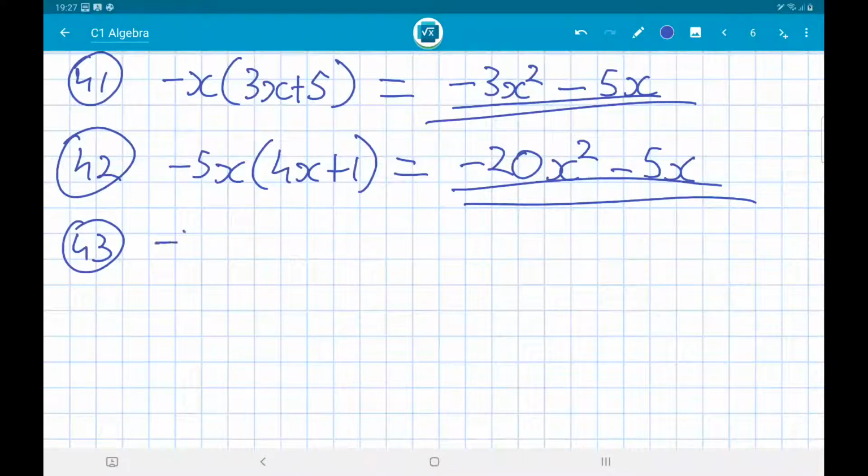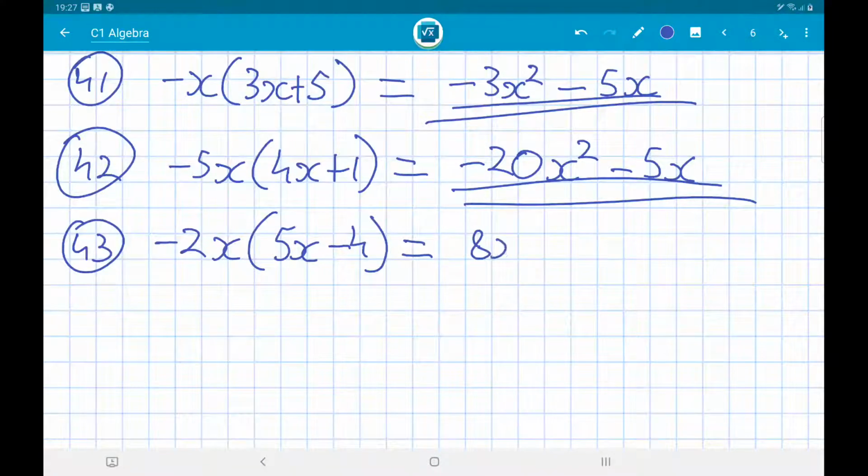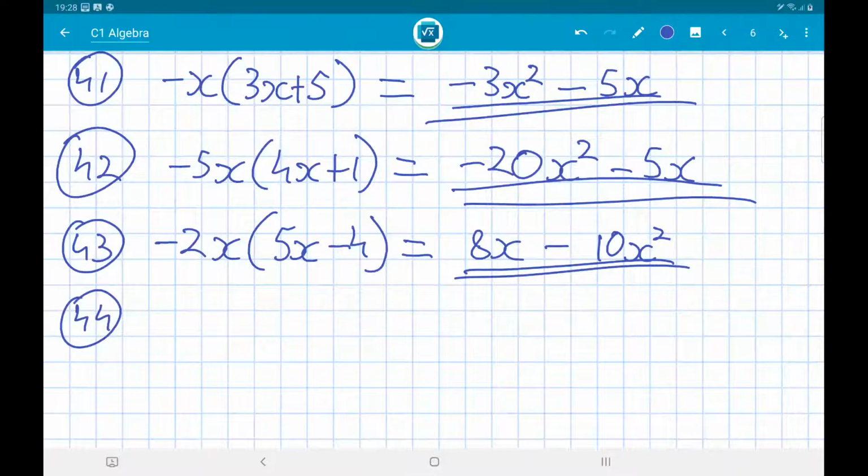Minus 2x, 5x minus 4 is equal to, let's do a positive, because that's minus 4 times 2 is 8x minus 10x squared. That's that. 44.